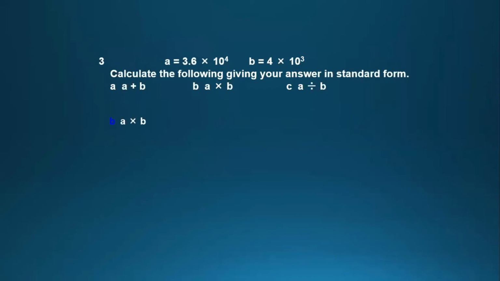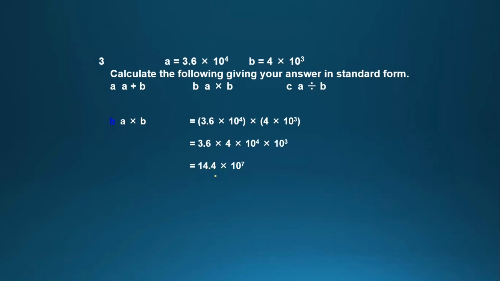Now, let us start with A multiplied by B. Put the values of A. It is 3.6 into 10 raised to 4 into 4 into 10 to the power 3. Now, in case of multiplication, it is easy. Just multiply 3.6 multiplied by 4, you get 14.4. 14.4 into 10 to the power 7.